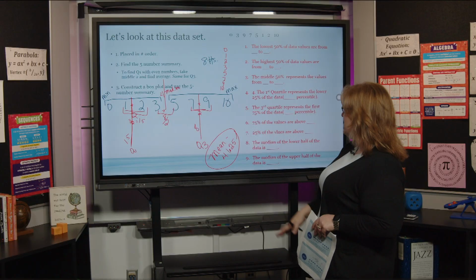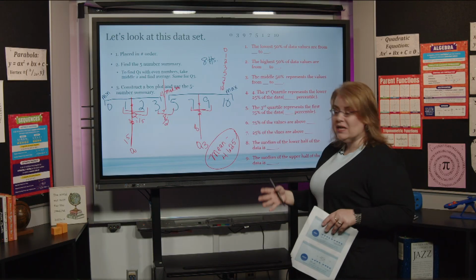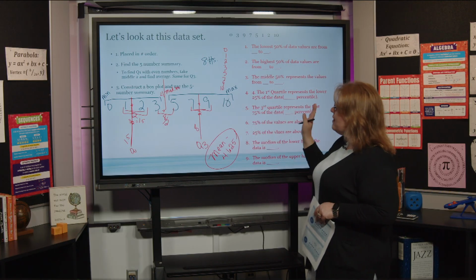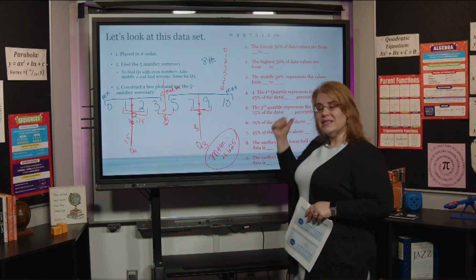So looking at these different points: minimum and maximum, Q1, which is my lower quartile, Q3, which is my upper quartile, and then that median, and the min. So now that we found all of these, let's answer some questions.